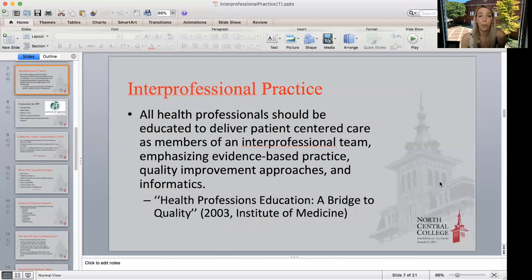Interprofessional practice, again, remember the abbreviation IPP, says that all healthcare professionals should be educated to deliver patient-centered care. Patient-centered care is a concept that we will talk about within health science quite a bit. Patient-centered care means that we are focused on what is best for the patient. Exactly what the word sounds like. So it's how it's defined. What is best for the patient? We are going to focus on what outcomes would be most appropriate for the patient, what do they need, and what is the best way to get there.